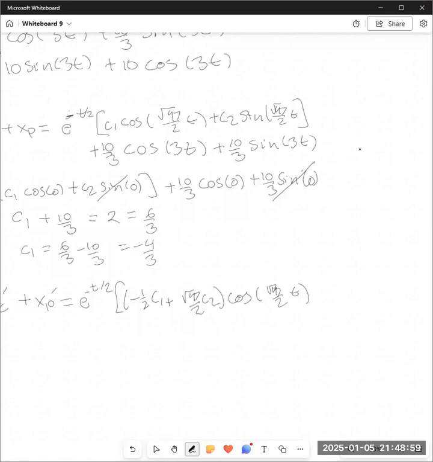And then plus negative root 47 over 2 c1 minus 1/2 c2 times sine of root 47 over 2t. That's my xc prime. Plus my xp prime, which is negative 10 sine of 3t plus 10 cosine of 3t.